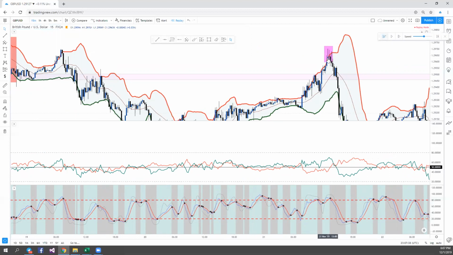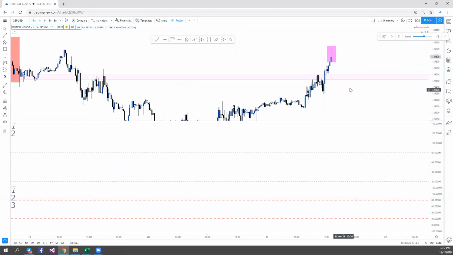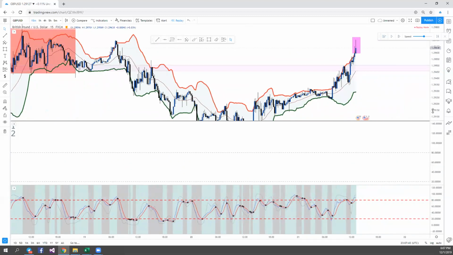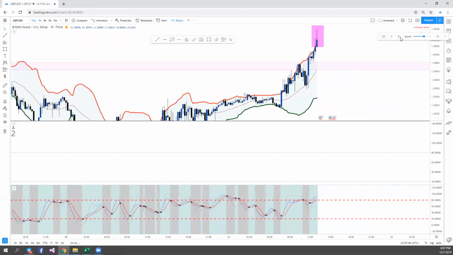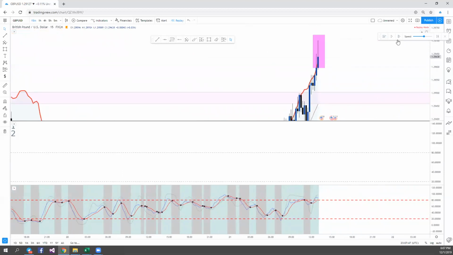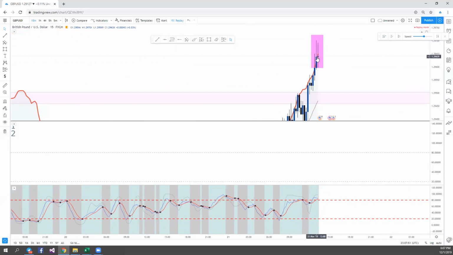So let's see this example right there. In this case, exit outside, wait for that exit inside. Let's see the next candle. Right there, we close inside. So we have our confirmation.